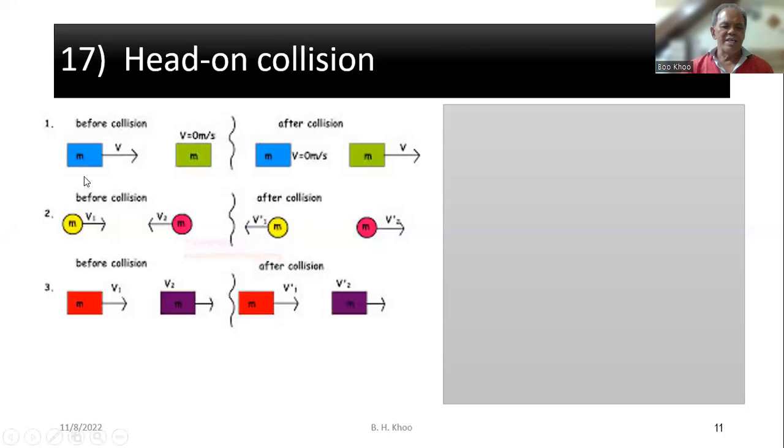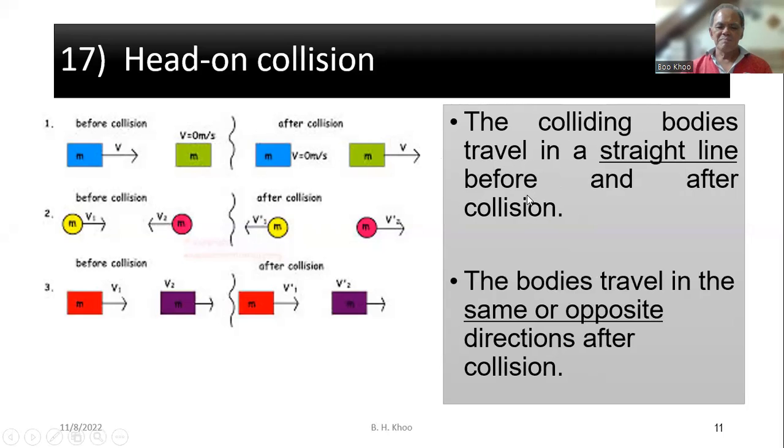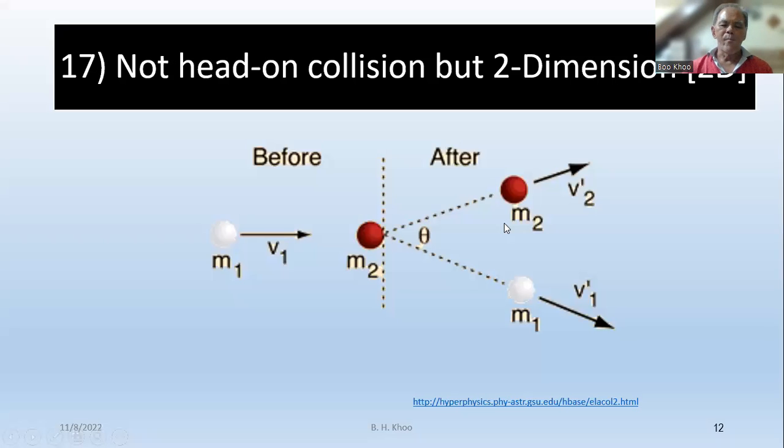There can be many cases, such as head-on collision. Colliding bodies travel in a straight line before and after collision. That's the key. The bodies travel in the same or in the opposite direction after collision. We are not interested in this one. This is not a head-on collision. This is two-dimensional.